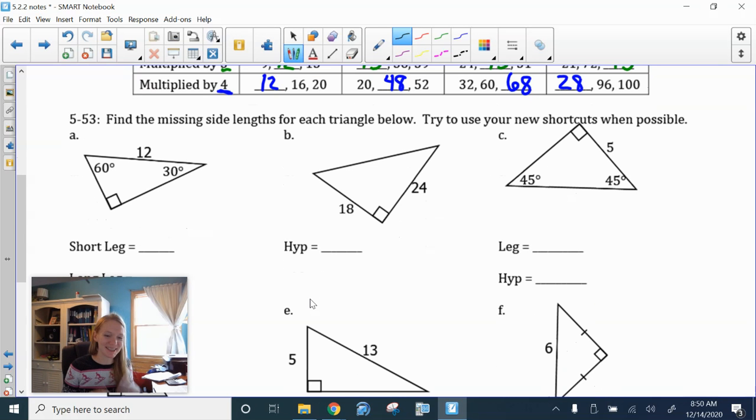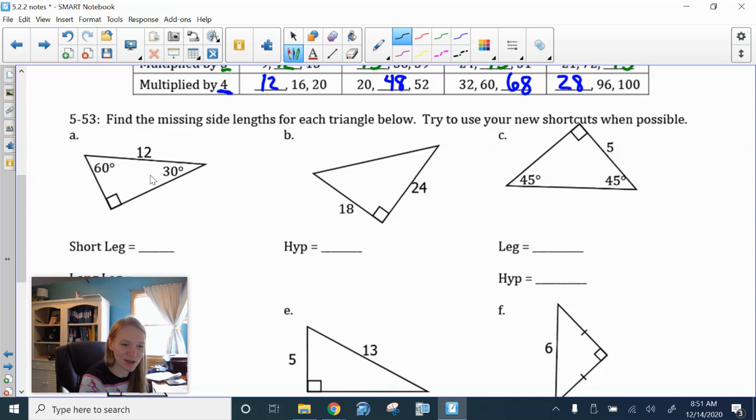All right. So these last 6 here are just try to find the missing side for each triangle. Use your shortcuts if you can. If you can't, then we can go back to Pythagorean theorem, or I guess you could do sine, cosine, tangent if you need to. Just different ways of doing the same thing.